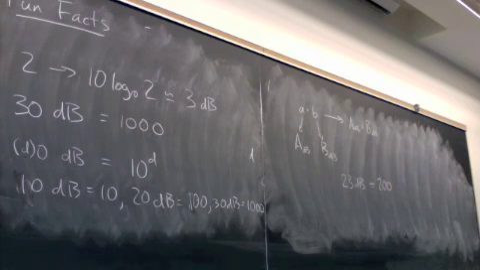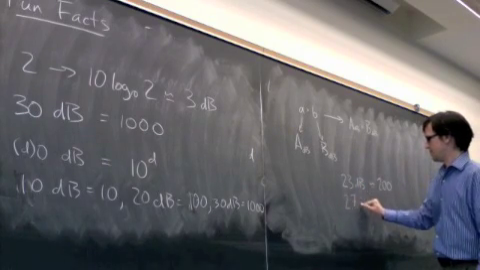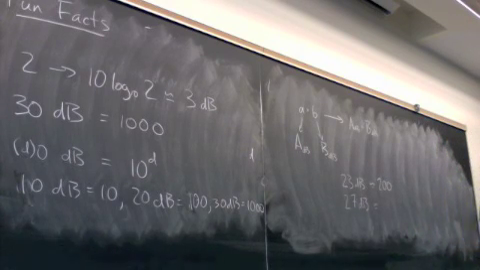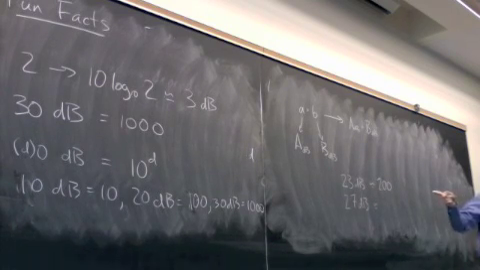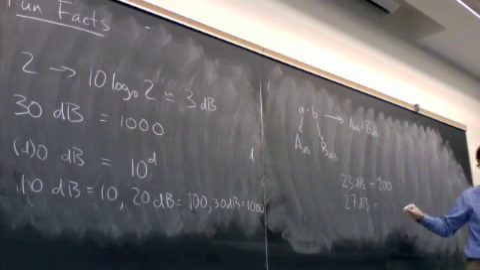So let's try 27 dB. That's 30 minus 3, which is 1,000 and then 2, so when I subtract in decibels, okay, it's kind of a trick, it's division. So it's 1,000 divided by 2, which is roughly 500.